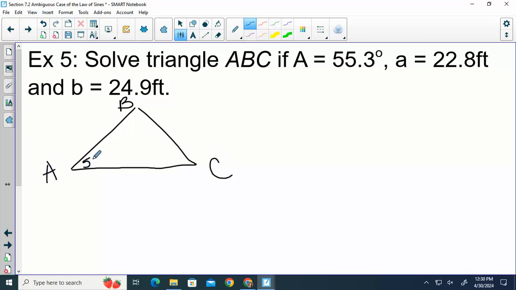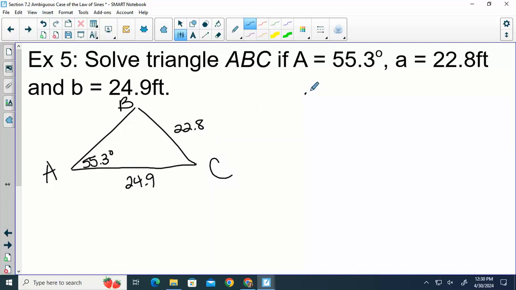angle A, 55.3 degrees. Side A is across from that, 22.8 feet. Side B is across from angle B, 24.9. So if we are going to solve this, what do we have to do? Use the A's to get B. Right, we have to pick the ratios with A and B.